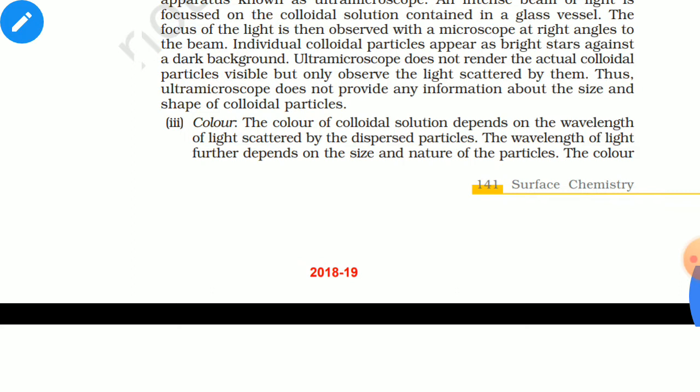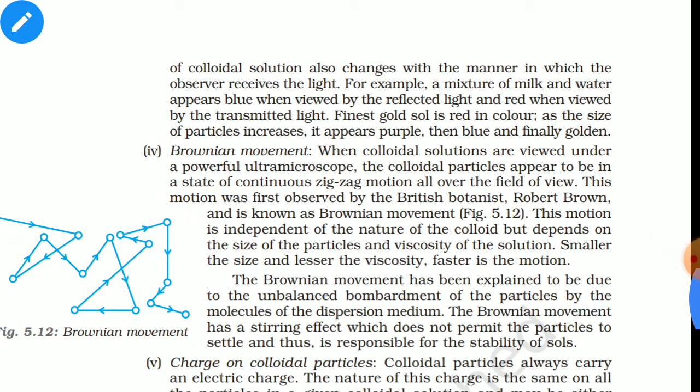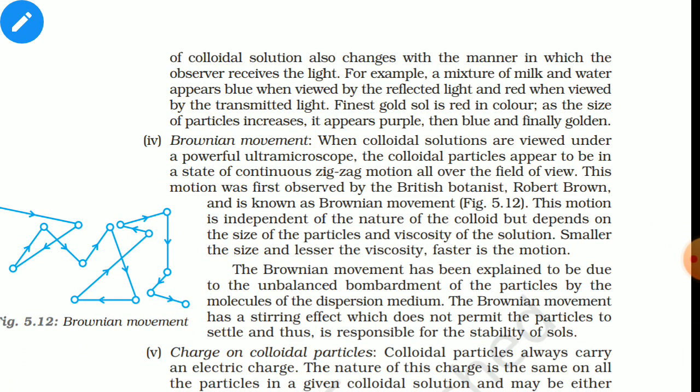Now, color. The color of colloidal solution depends on the wavelength of light scattered by the dispersed particles. The wavelength of light further depends on the size and nature of the particles. The color of colloidal solution also changes with the manner in which the observer receives the light. For example, a mixture of milk and water appears blue when viewed by the reflected light and red when viewed by the transmitted light. Finest gold sol is red in color. As the size of particles increases, it appears purple, then blue, and finally golden.